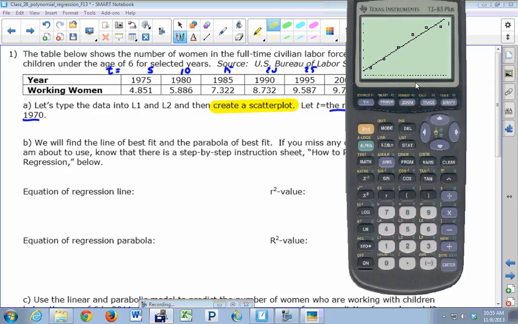Oops, you're not supposed to see all that. That's still on there from my first class. Okay, let me turn those off for a minute. Okay, so let's just hit zoom 9 and you see your scatter plot.